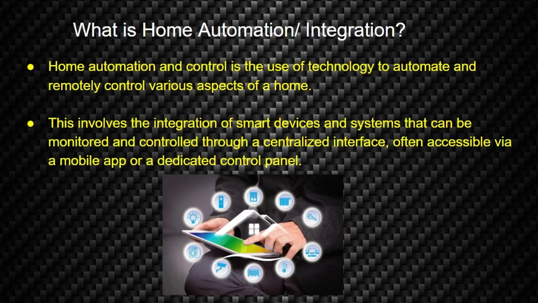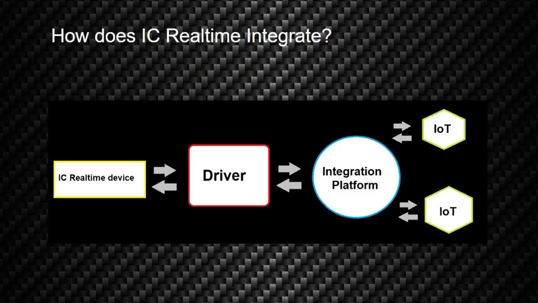Simply put, home automation and control is the use of technology to automate and remotely control various aspects of a home. This involves the integration of smart devices and systems that can be monitored and controlled through a centralized interface, often accessible via a mobile app or a dedicated control panel. For example, being able to control your home thermostat for temperature change or open and close motorized blinds at a certain time.